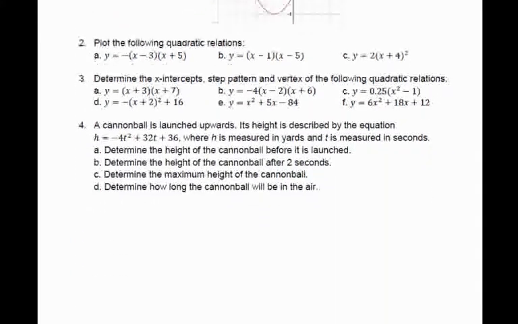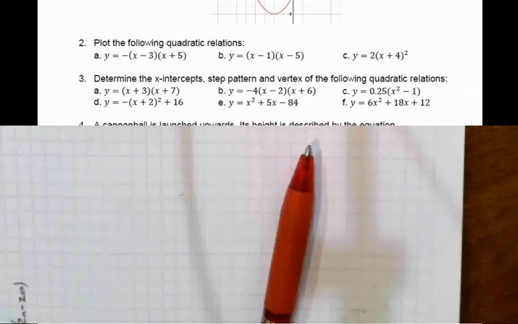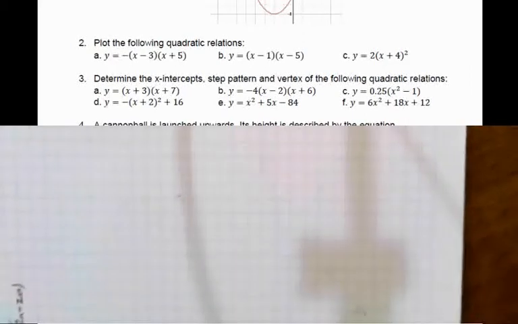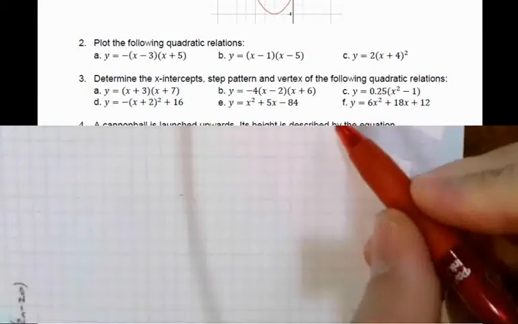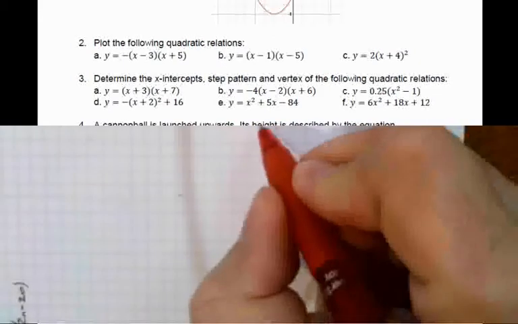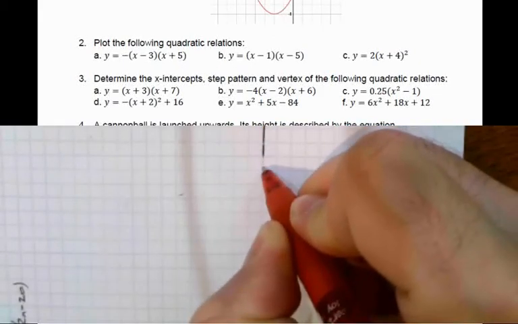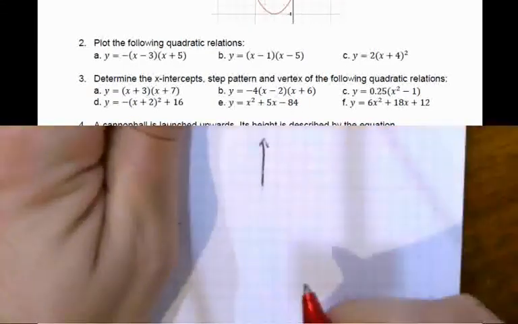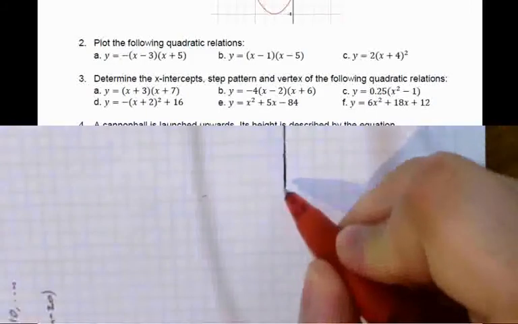Let's look at question 2. This says to plot the quadratic relation. We'll do 2b. So to plot this quadratic relation, what we'll need to do is determine what are we going to make this look like in terms of our Cartesian plane. Well, our zeros are going to be on the right side. So let's start by making a Cartesian plane like that. And for this Cartesian plane, there's my ruler.